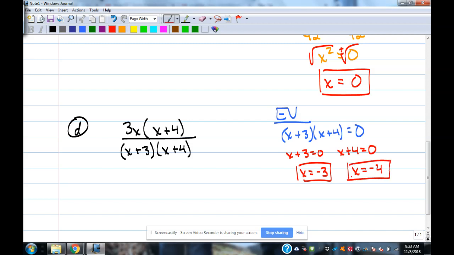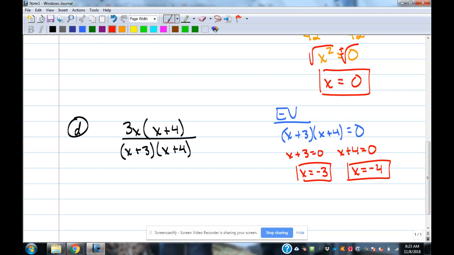Those are my excluded values for this problem. Those are the things that would make this have division by 0. They don't do anything else. For right now, they're just excluded values. We're finding those. We're going to use those. When we go to do equations, they matter. You got to be able to do this part first.